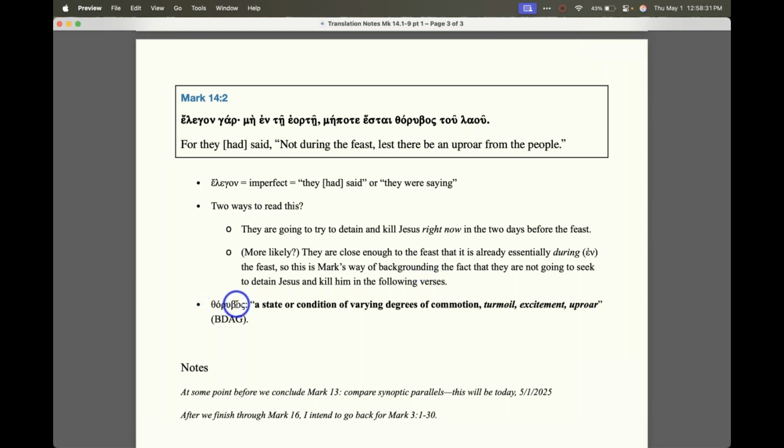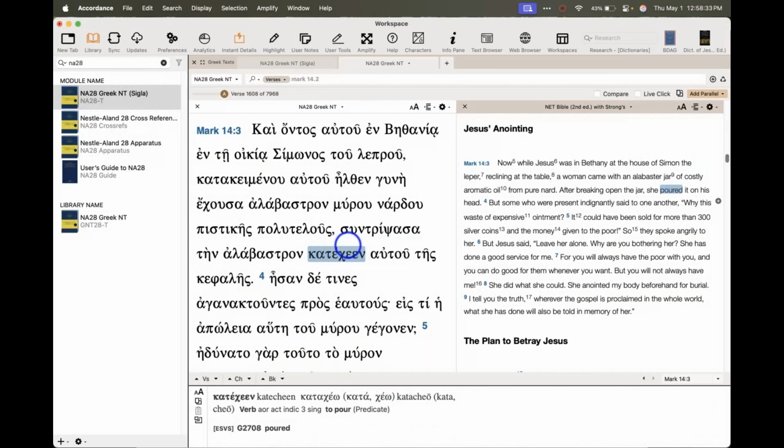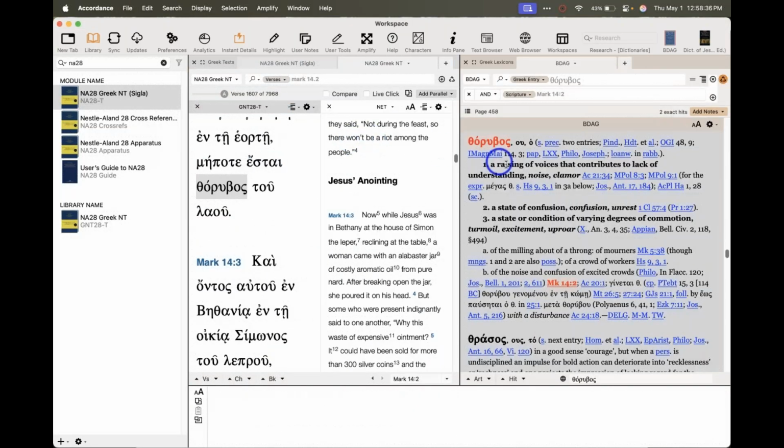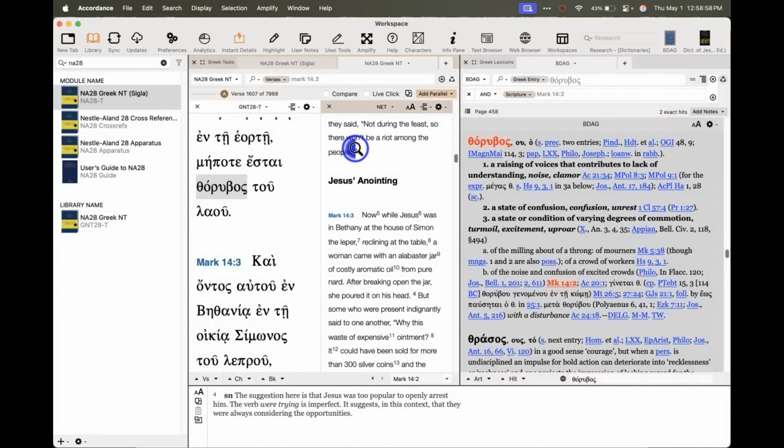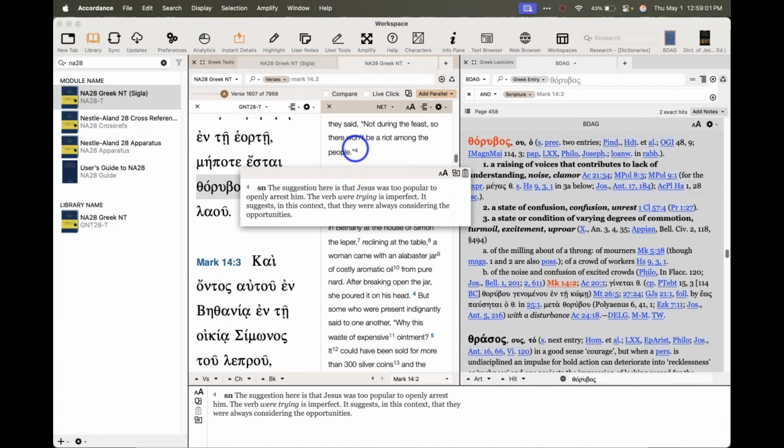Very briefly on Tharubas, this is the last thing I'll say, and then we'll use the rest of the time for questions. BDAG gives us a reference, 14:2, of the noise and confusion of excited crowds, a state or condition of varying degrees of commotion, turmoil, excitement, uproar, uprising, the people turning into a mob. Here's the NET note. We'll conclude with this. The suggestion here is that Jesus was too popular to openly arrest him.